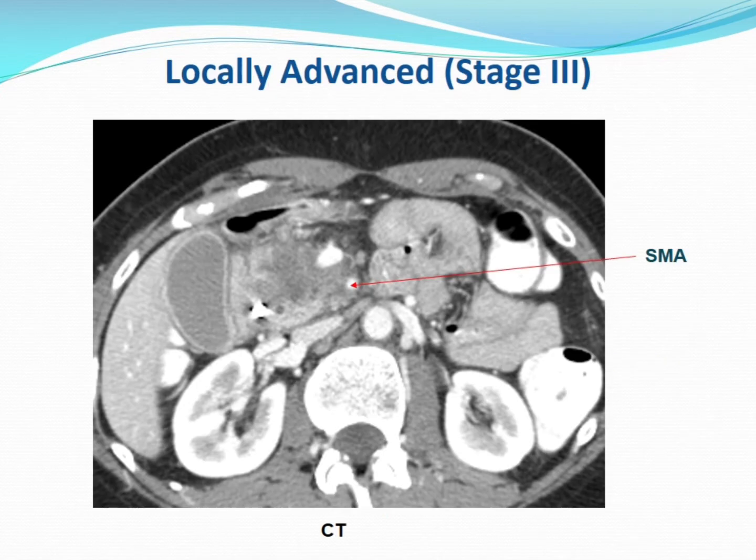In this CT image, we can see a locally advanced tumor. There is encasement of the superior mesenteric artery by more than 180 degrees, as you can see here. This is the superior mesenteric artery. This is the superior mesenteric vein. This is the tumor. There is encasement of the superior mesenteric artery by more than 180 degrees, and so it is considered a locally advanced tumor.